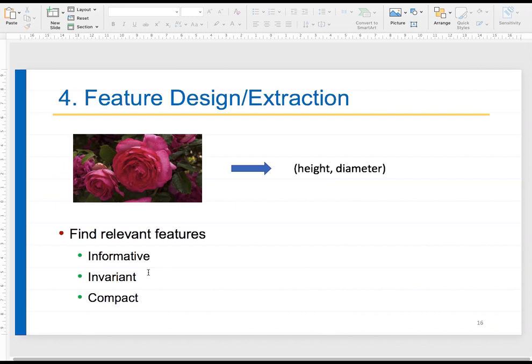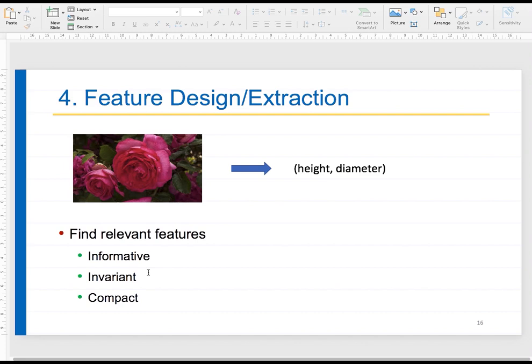So the basic concept is that you want to find features which are informative, which means they are correlated with the task at hand. For example, just now we discussed spam email classification, where there are certain keywords which are associated. Similarly for flower classification, the height and diameter might be associated with the type of flower, while certain features might not be associated with the type of flower. For example, maybe... I am not sure what can be there, okay.